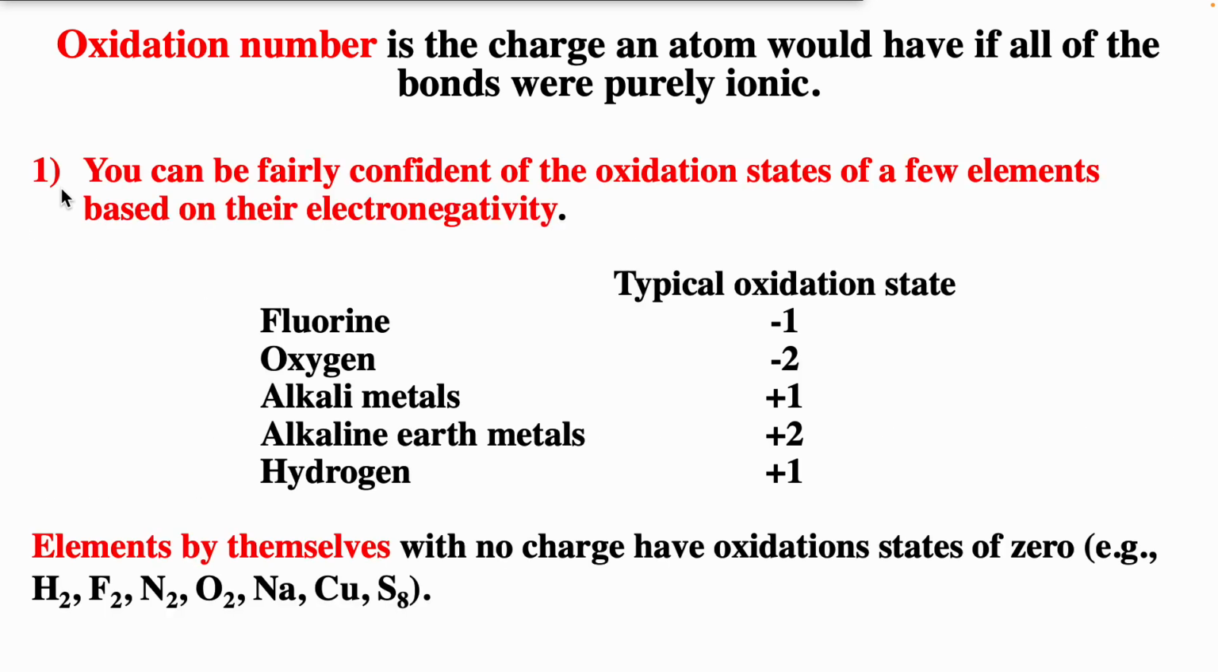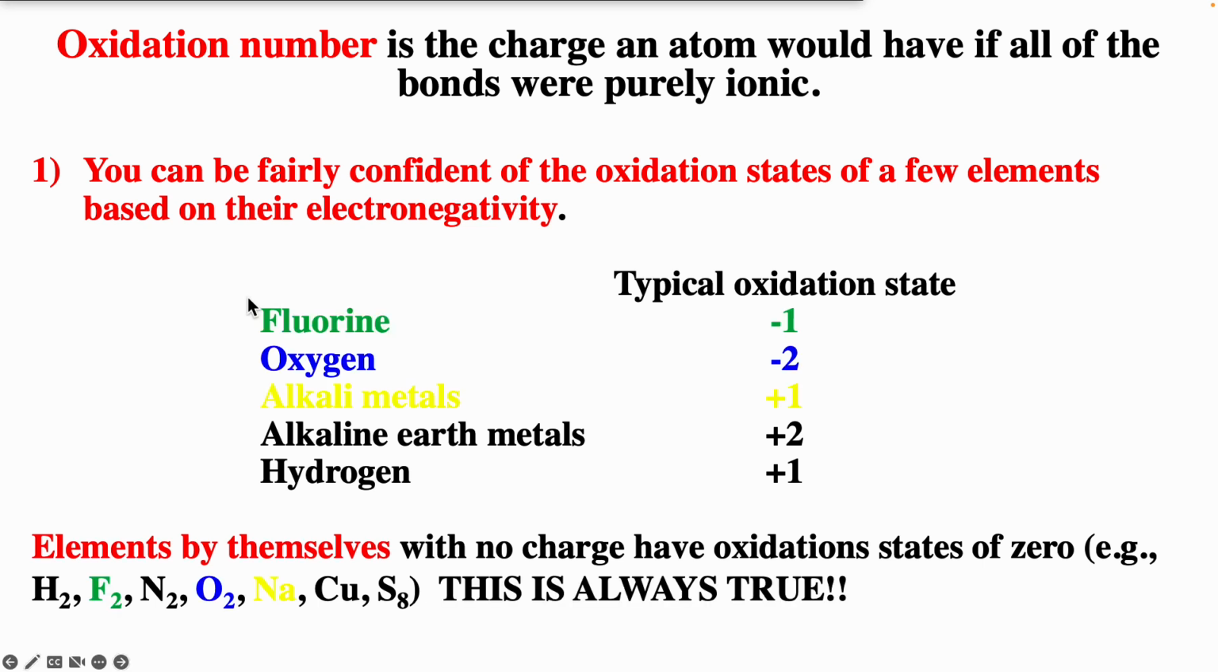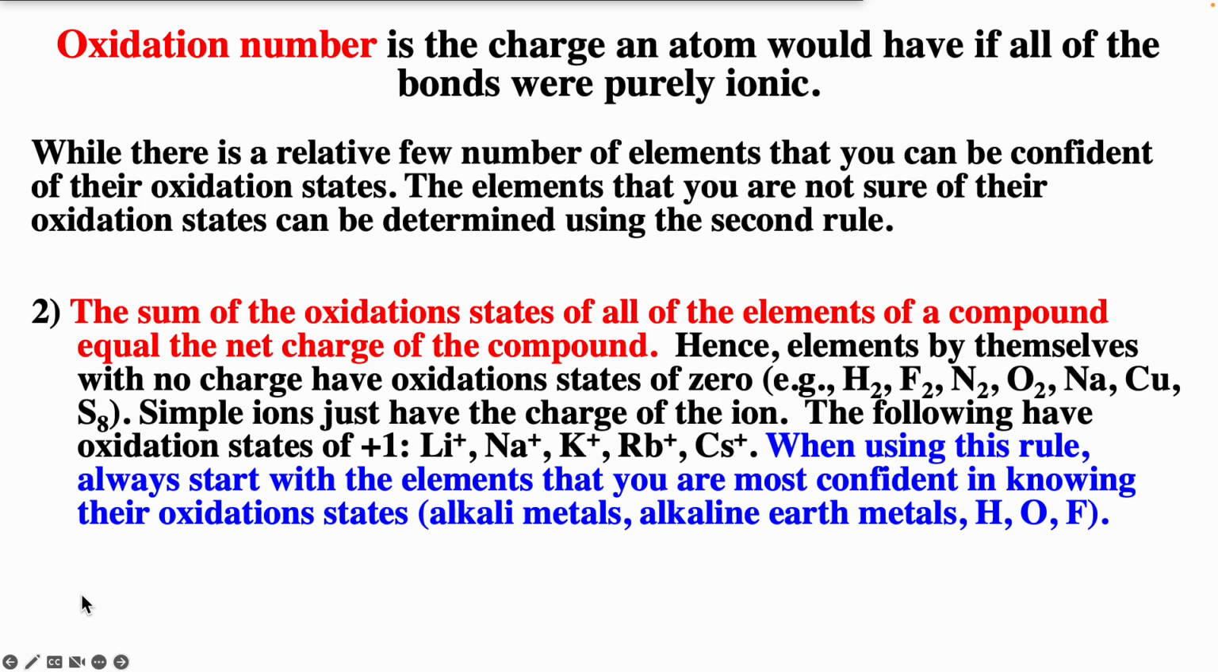And so the first rule is you can be fairly confident of oxidation state of a few elements: fluorine, oxygen, alkali metals, alkaline earths, and hydrogen. Now again, remember that we say in a compound, fluorine has oxidation state of -1, but when it's by itself, it is 0. Now the second rule is that the sum of the oxidation states of the elements of a compound equal the net charge of the compound.